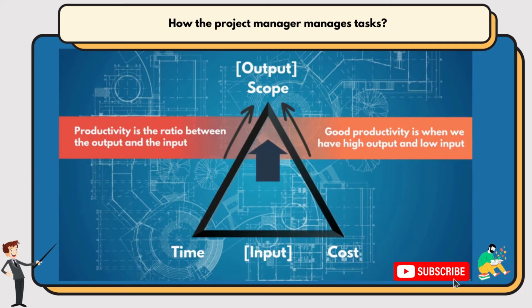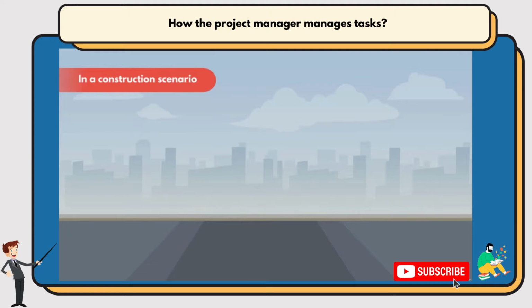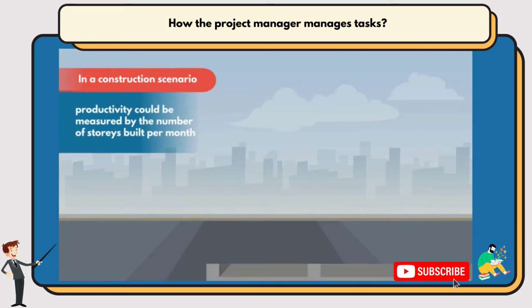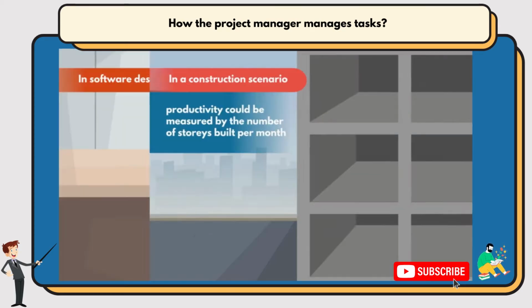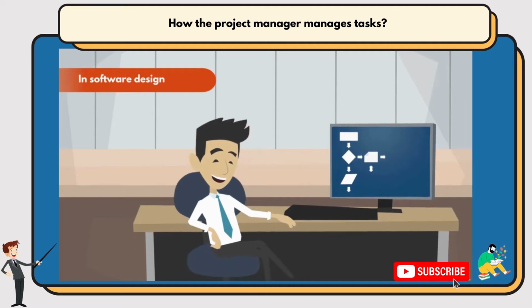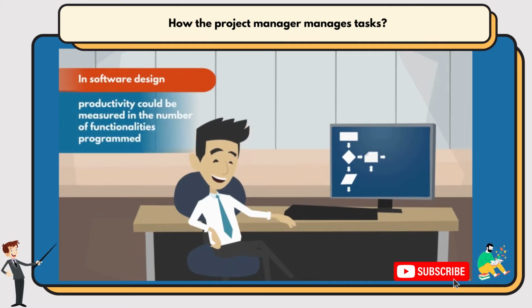In a construction scenario, for example, productivity could be measured by the number of stories built per month. In software design, on the other hand, it could be measured in the number of functionalities programmed. Whatever the output, the project manager must make sure the rate is per the plan.